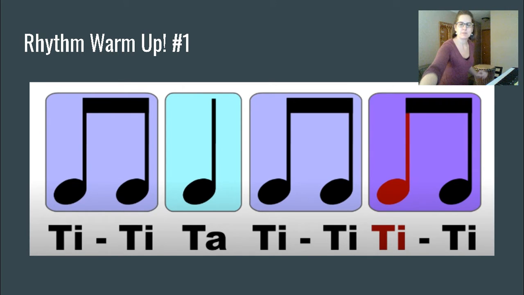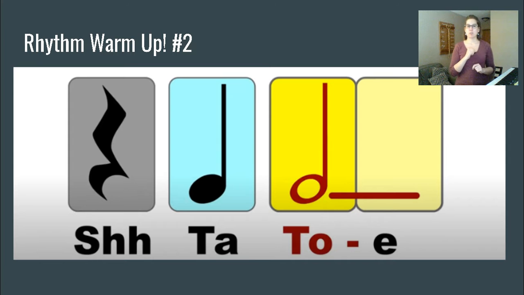Here's your next one. My turn first. We've got a quarter rest, a quarter note, and a half note, our toe-wee, which looks like this. I will go first. Rest, ta, toe-wee. Your turn. Ready, go. Rest, ta, toe-wee. Let's do it together. Start with your rest. Rest, ta, toe-wee. One more time. Ready, go. Rest, ta, toe-wee.